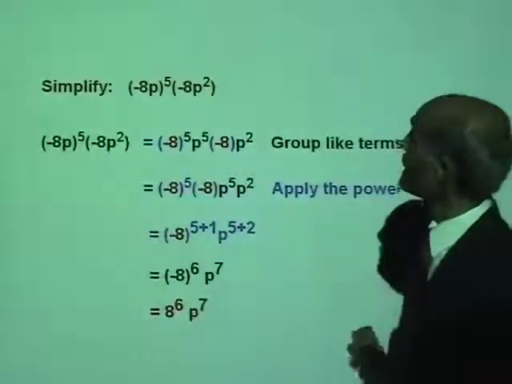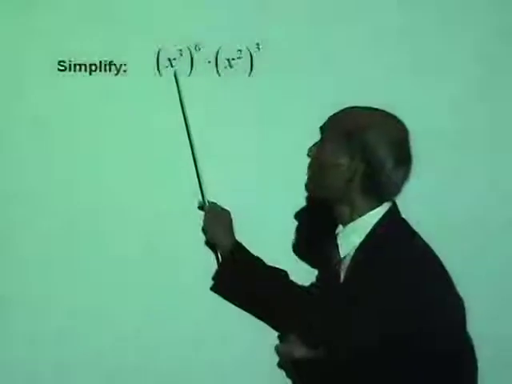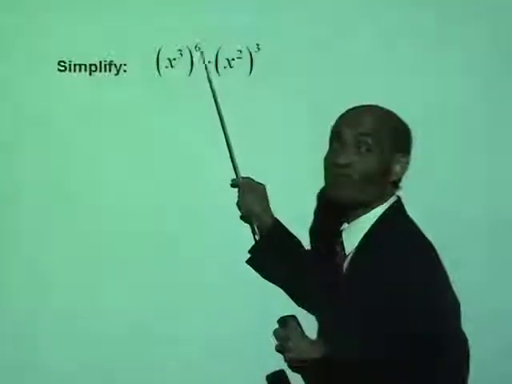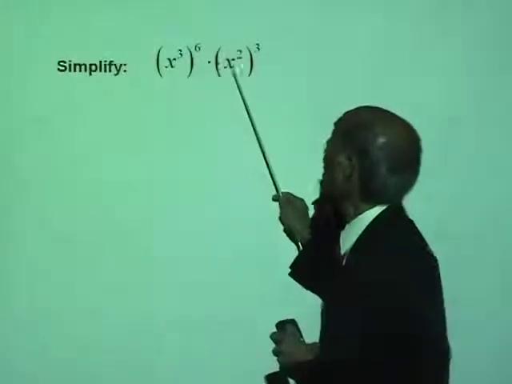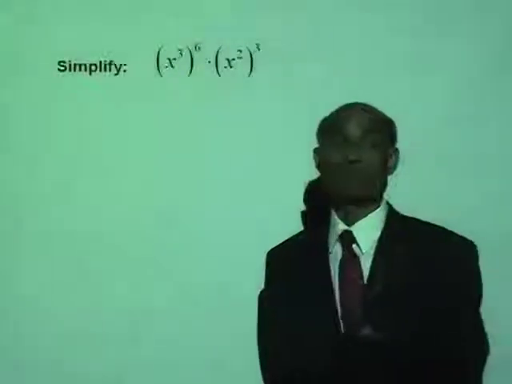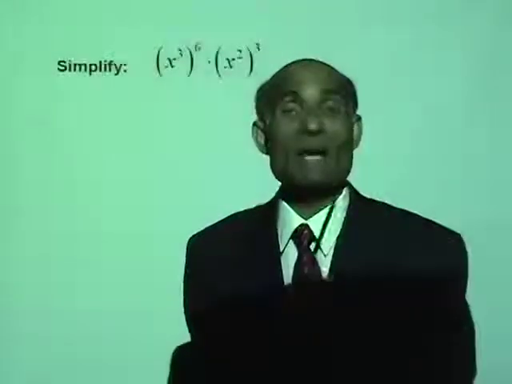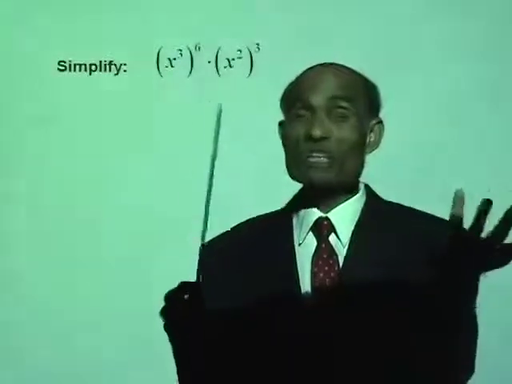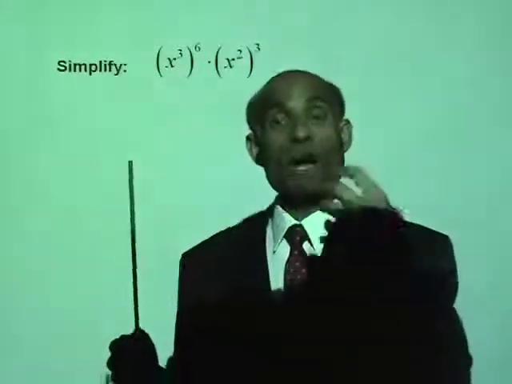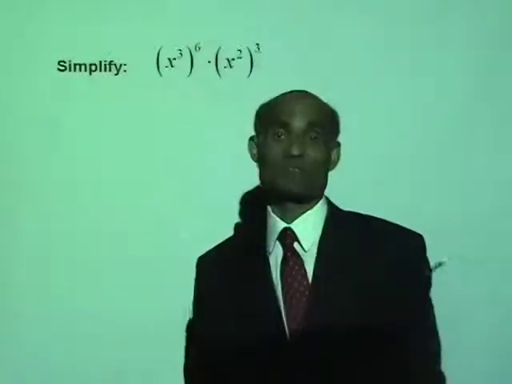Okay, let's look at another one. Simplify. x to the power of 3 all to the power of 6 multiplied by x to the power of 2 all to the power of 3. Now tell me, what is the first rule we are going to apply here? Here you actually need to apply both the rules, the power rule and the product rule. Which of them you will use first?